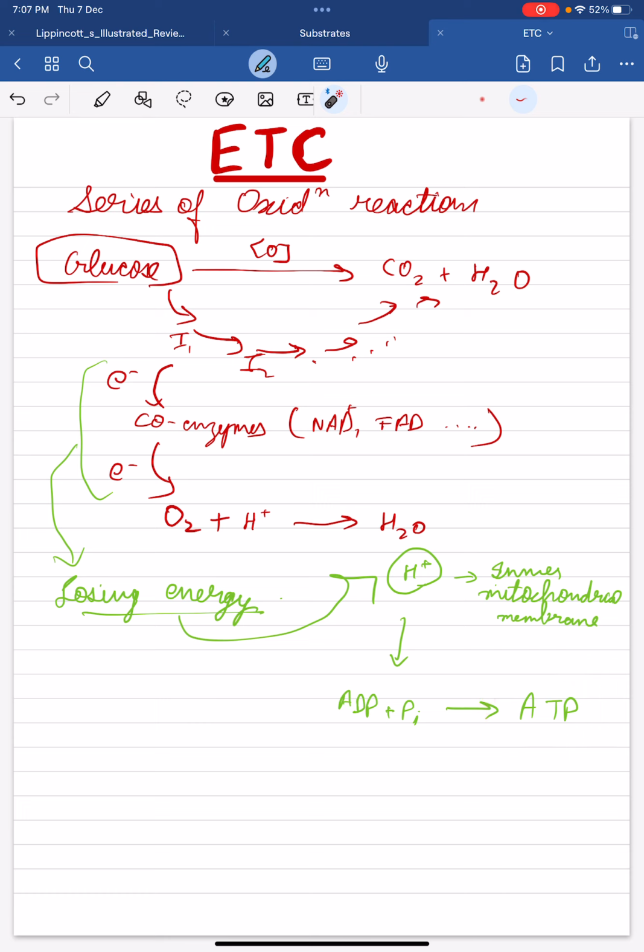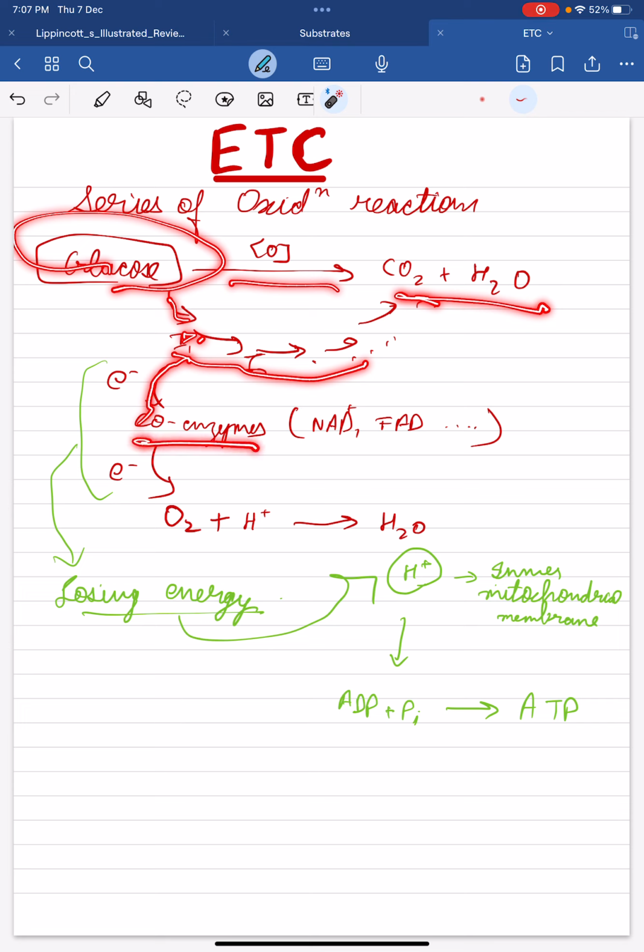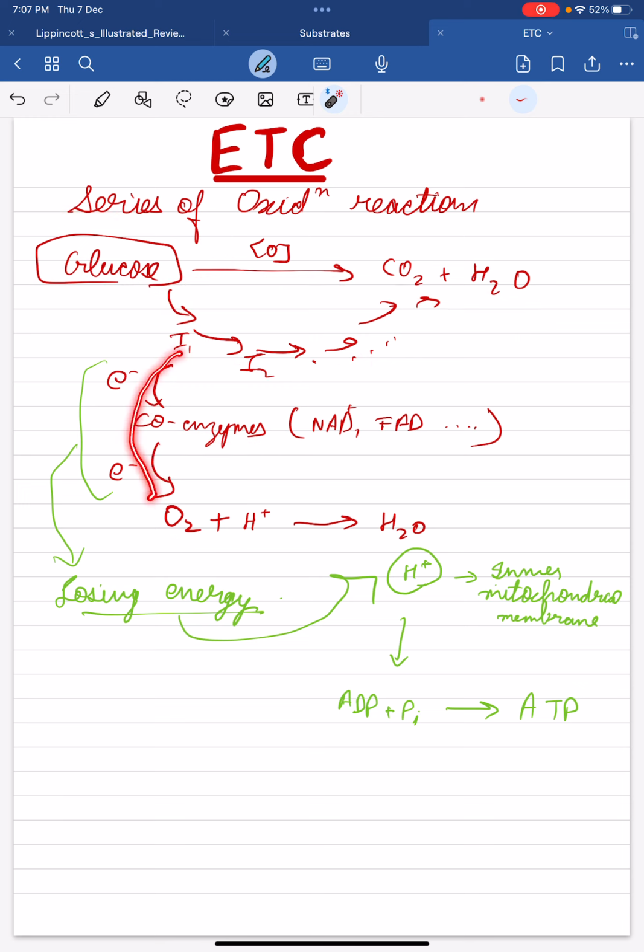So the glucose we ate got oxidized into CO2 and water, and through some of the intermediates transferred the electrons to certain coenzymes, which further transferred it to oxygen, ultimately making water. And during this transfer of electrons, there was loss of energy, which was used to pump hydrogen ions or protons through the inner mitochondrial membrane. The proton gradient produced was used as the source of energy to produce ATP.